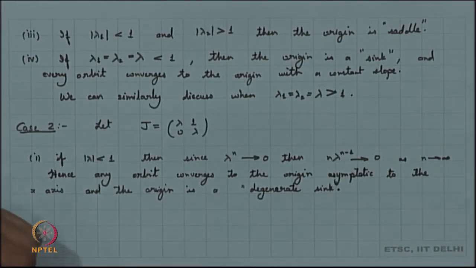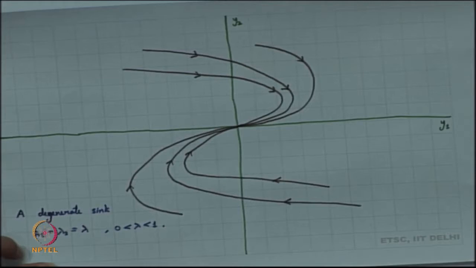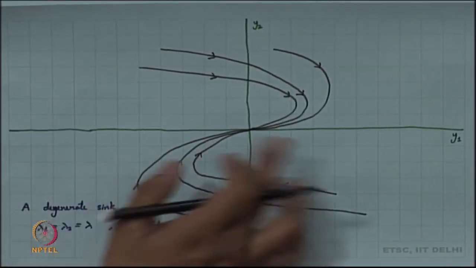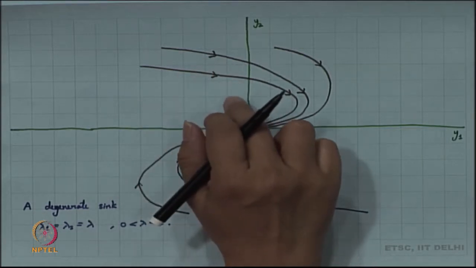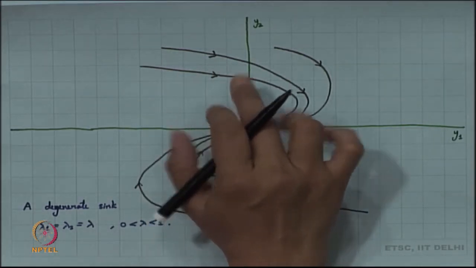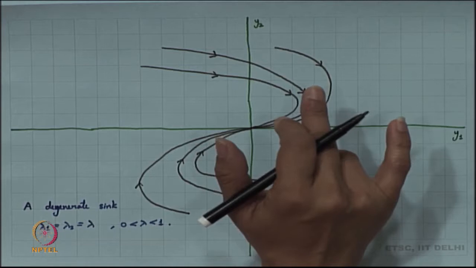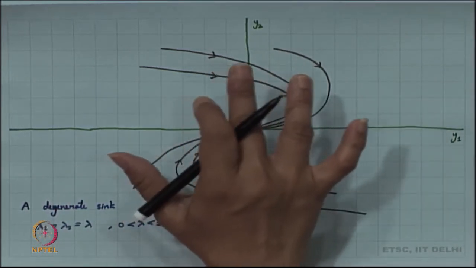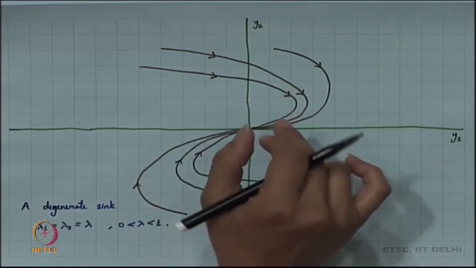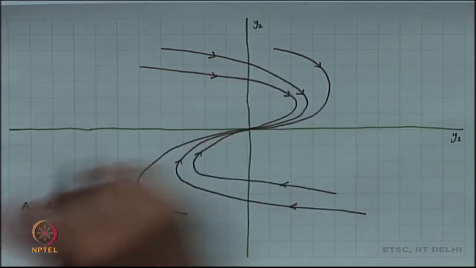So, what do we mean by saying that it is a degenerate sink? Let us look into the picture. I have this y1 here, right. Now, y2 is no longer an eigenvector. We have a generalized eigenvector which depends on y1. So, y1 is an eigenvector, and we have a generalized eigenvector depending on this part.